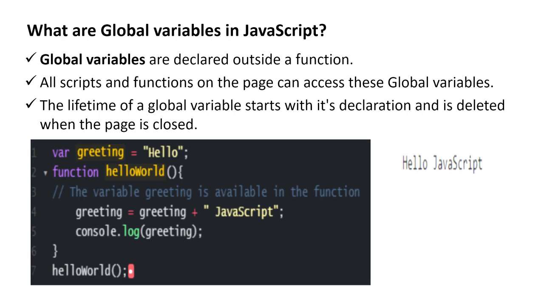What are global variables in JavaScript? Global variables are declared outside a function. All scripts and functions on the page can access these global variables. The lifetime of global variables starts with their declaration and ends when the page is closed.